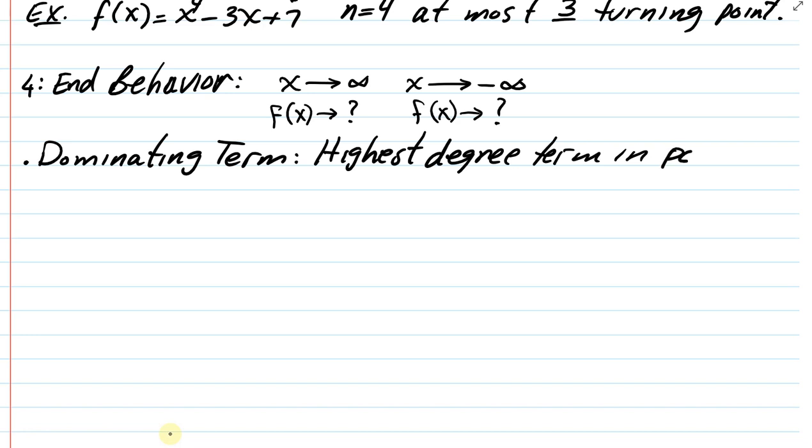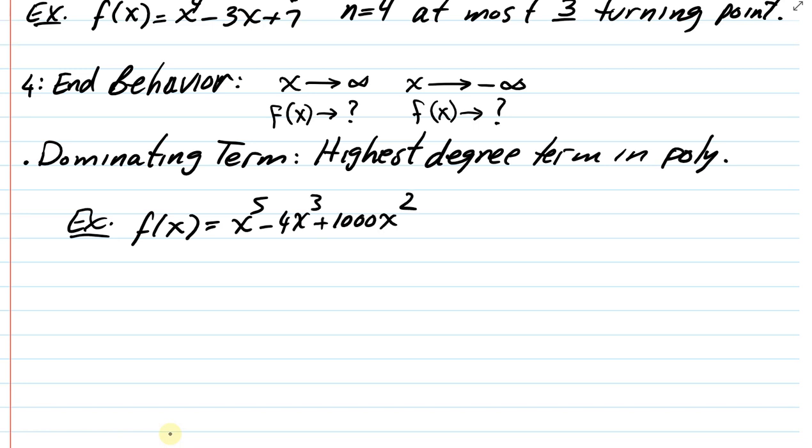in a polynomial. So for instance, in an example, let's say I have f of x is equal to x to the 5th minus 4x cubed plus 1000x squared, some unrealistic coefficient. We say that the leading term here is the fifth degree, right? The highest degree term is the fifth degree term, this one. So this pretty much dominates the end behavior. What it dominates is the end behavior of the polynomial.